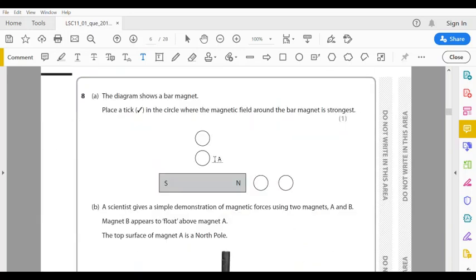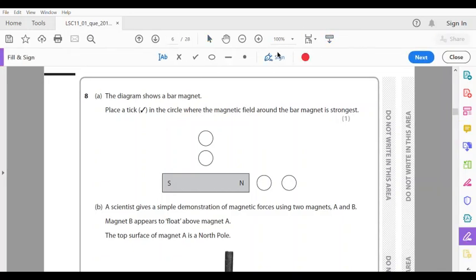Next one. The diagram shows a bar magnet. Place a tick in the circle where the magnetic field around the bar magnet is strongest. So you have to use a tick. So I will move to this. Here, it is closer to the North Pole, so the magnetic field will be the strongest.